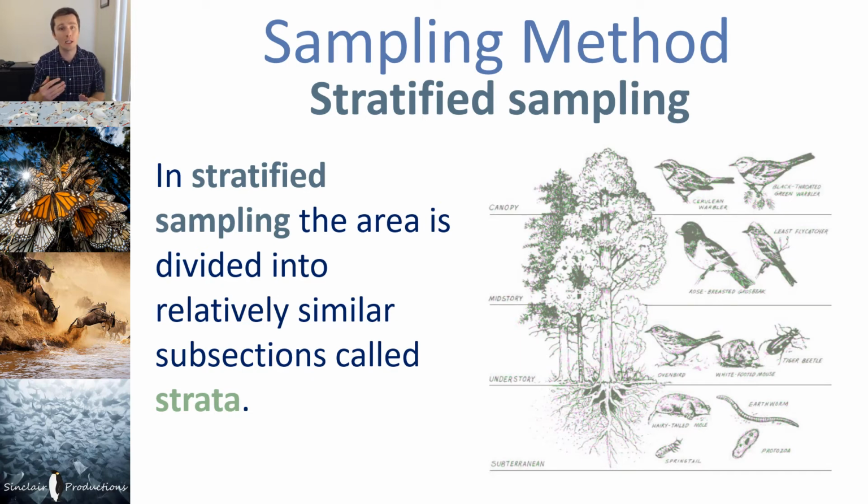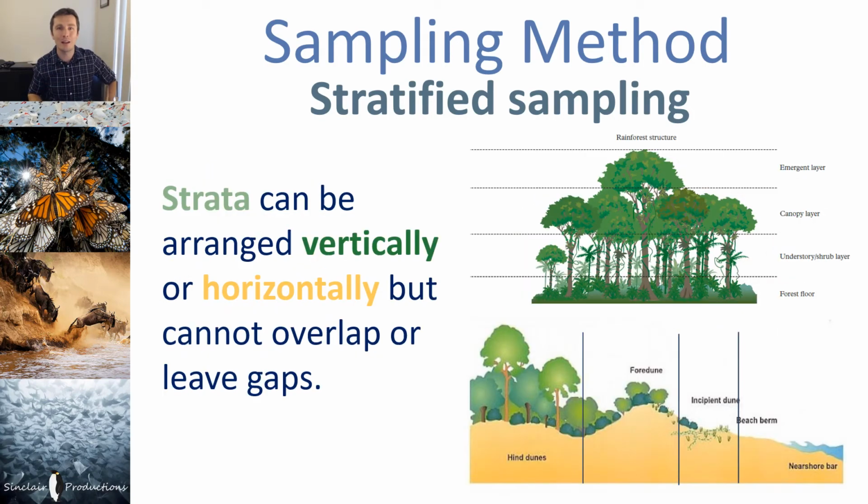So if I was doing, say, vertical stratification as I'm looking in the rainforest, I could have my subterranean, my understory, midstory, and canopy. All right, and I've broken them into those different strata, as you can see there. Then I would sample within that strata based on the size given there, so it would be in proportion. Strata can be vertically arranged or horizontal, but they cannot overlap or leave gaps. So that's the key thing. If you're breaking your area down into different strata, it cannot overlap and you cannot leave gaps.